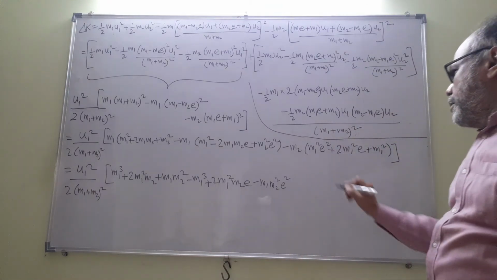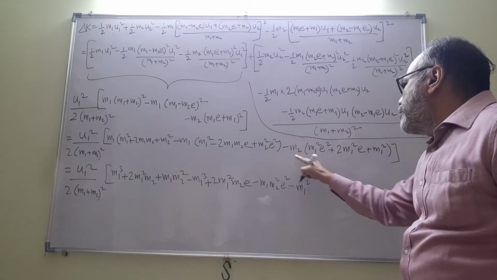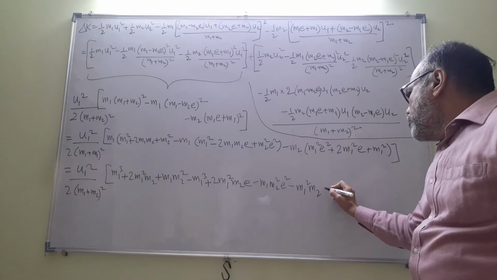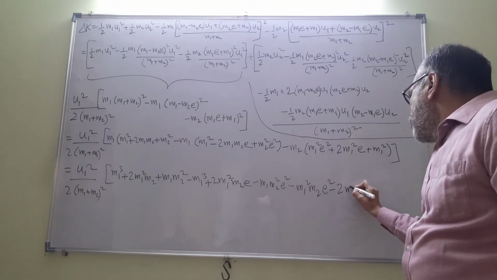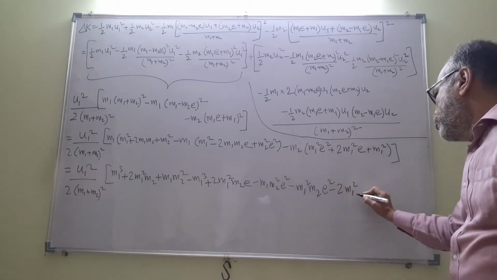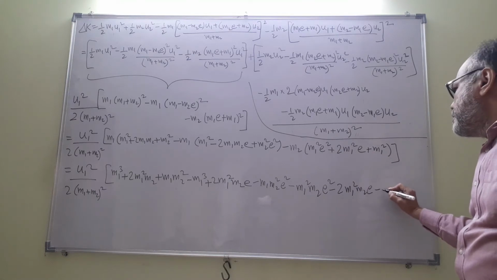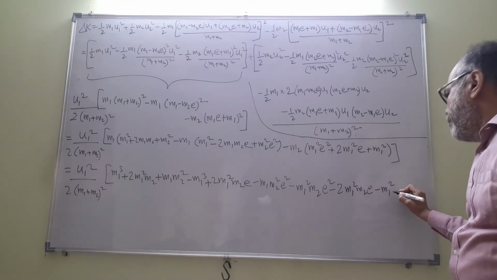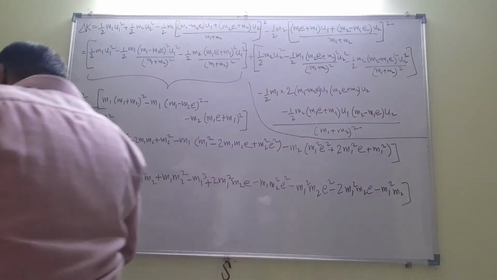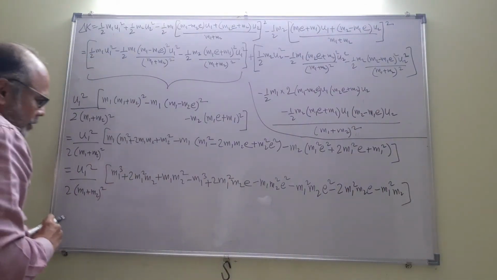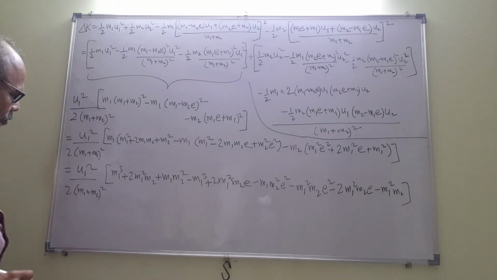Here, let's come here now. This will be m1 squared into m2 into e squared, and this is going to be minus 2 m1 squared m2 e, and this will be minus m1 squared m2. You will find a lot of terms are going to cancel. We are going to get a very neat answer. All this effort is going to bear very good fruit, hopefully.